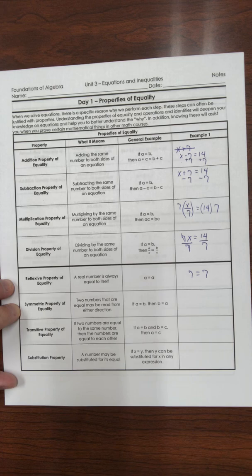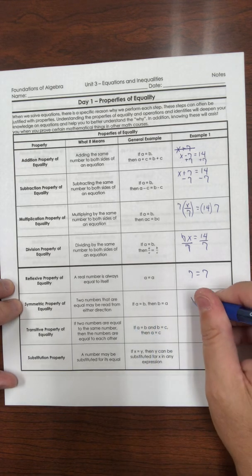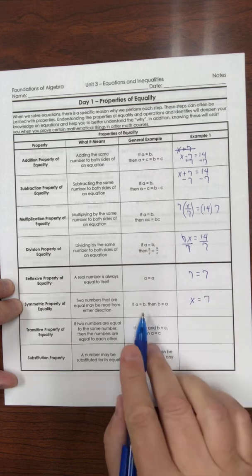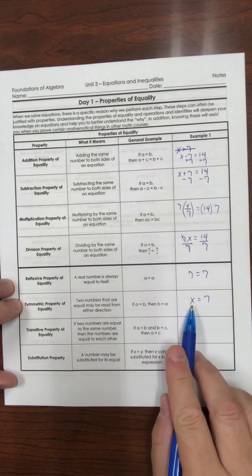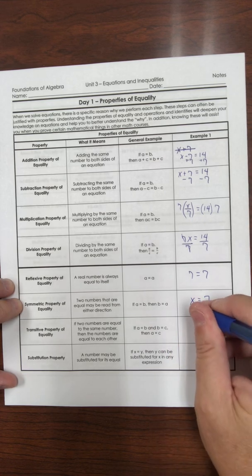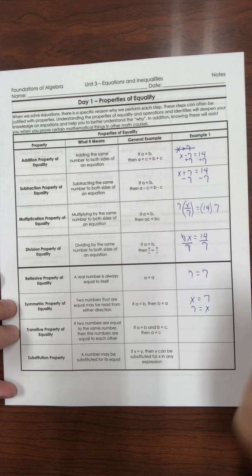Symmetric property of equality. Well, if you notice, it doesn't matter what side of the equal sign these two things are, they're going to still be equal. x equals 7, it doesn't matter if I write it that way, 7 still equals x.